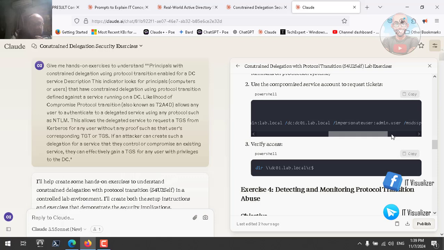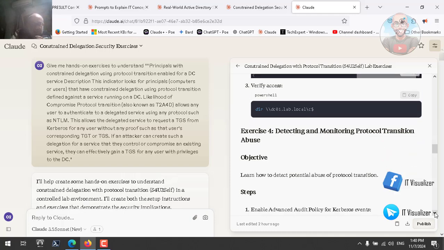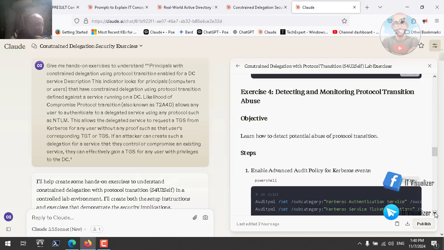This is very, very critical. And actually, he can access the shared files on the DC, so he can access the C partition of the domain controller. Oh, very, very critical thing, because he is hacking the file share service on the DC, so he can access the hidden shares and the normal shares. Very, very, very good example. Exercise: detecting and monitoring protocol transition. Now he's giving you how you can detect something like that.